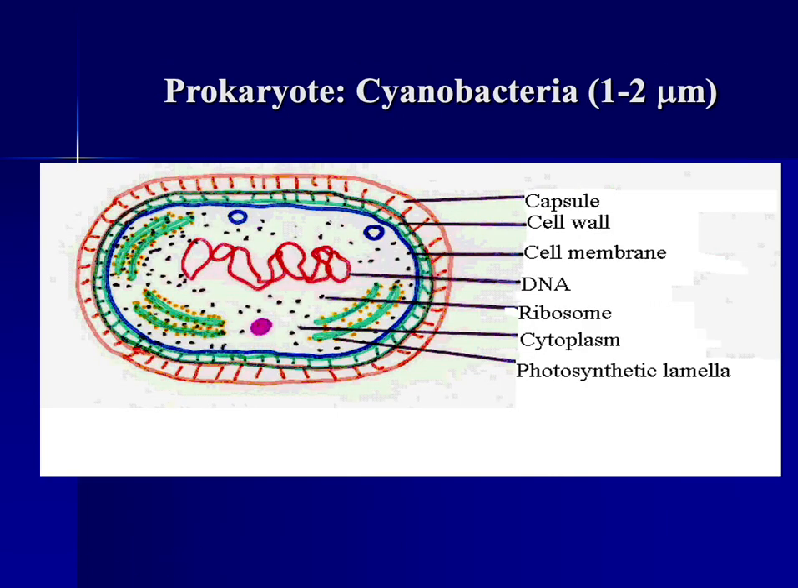Right? And then this one is cyanobacteria. The size is also very similar to the bacteria. The different thing about this cyanobacteria is the photosynthetic lamella over here. Quite similar to the bacteria we've seen before, there's the capsule, the cell wall, the cell membrane, the DNA, ribosomes. This is the most complex prokaryotic organism.